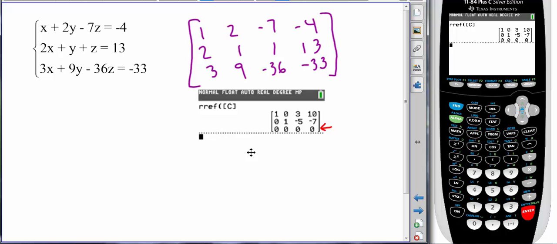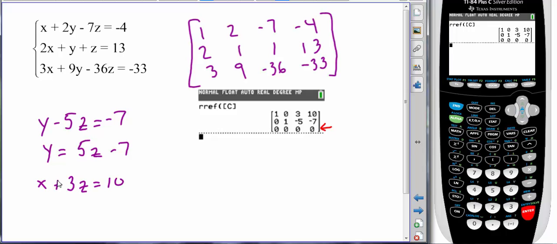Now this will actually simplify the way we write our answers, because if you move up one row, we have this equation: 0x plus 1y minus 5z equals -7. Well, let's just solve that for y. y is equal to 5z minus 7. If you go up one more row, you have 1x plus 0y plus 3z equals 10, and you'd know then that x is -3z plus 10. So folks, even for our infinite solution situation, this made it a much simpler problem.